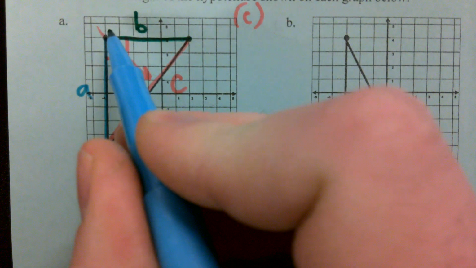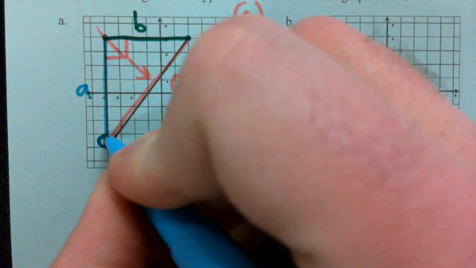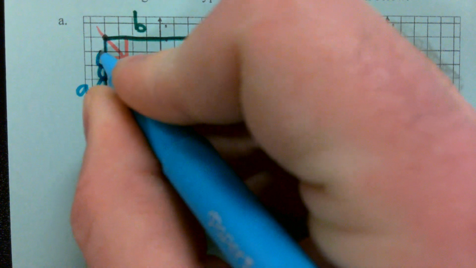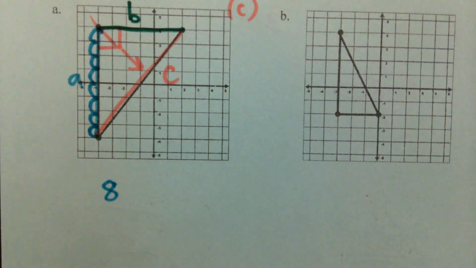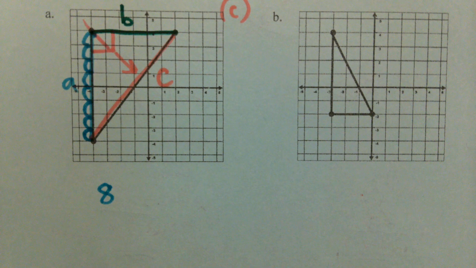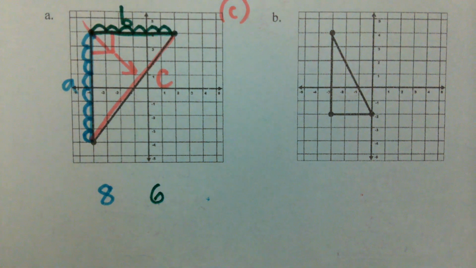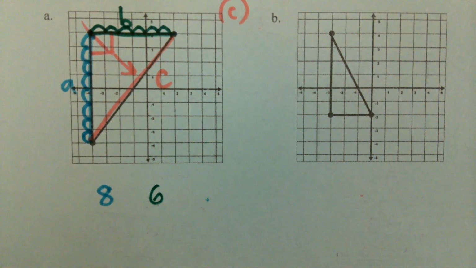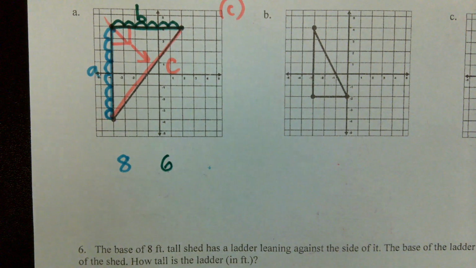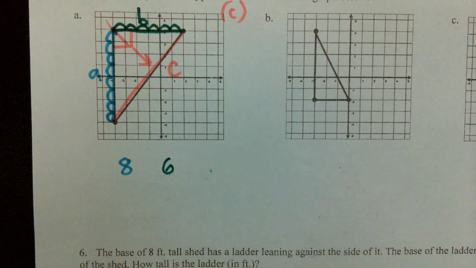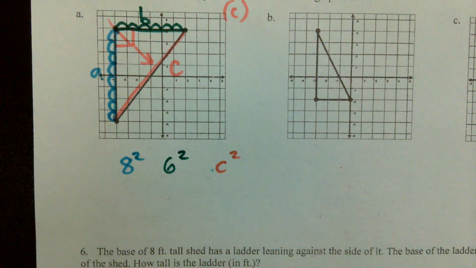If I want to know how long this leg is, lucky for us, it's on a graph. This blue leg is 1, 2, 3, 4, 5, 6, 7, 8 spaces long. Okay, I don't know how long my green leg is. 1, 2, 3, 4, 5, 6 spaces long. So that's all we have to do on these graphs: count how long the legs are to get those missing numbers. A squared plus B squared equals C squared.